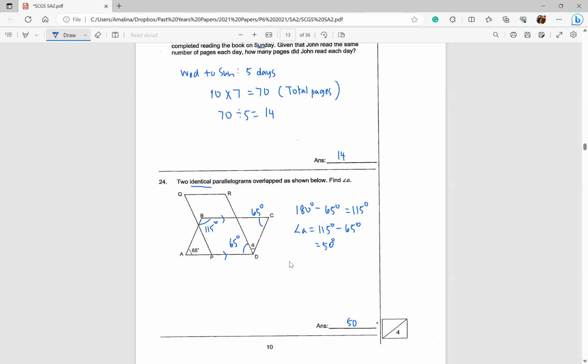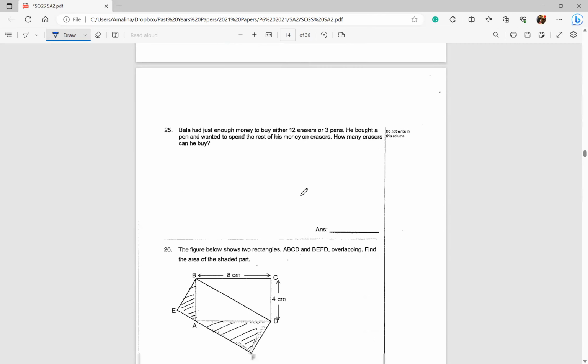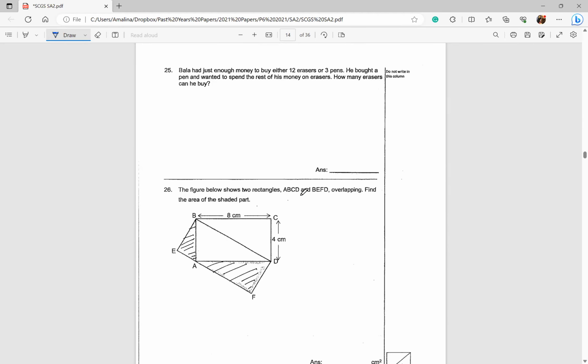Okay, question 25. Sorry, it was lagging. So Bala had just enough money to buy either 12 erasers or 3 pens. He bought a pen and wanted to spend the rest of his money on erasers. So how many erasers can he buy?